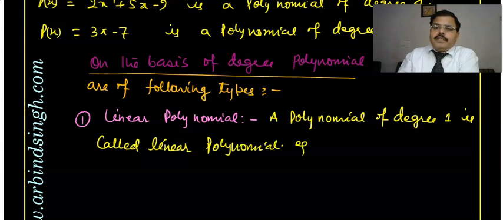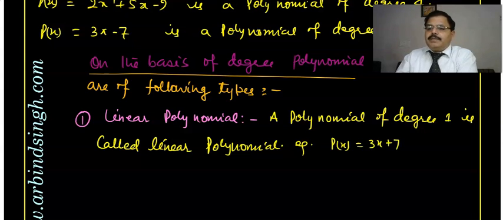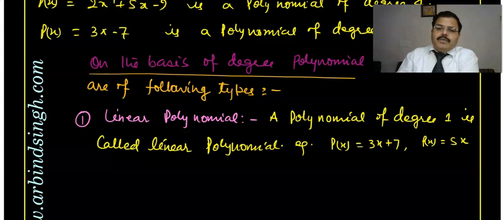For example, p(x) is equal to 3x plus 7. What is the maximum degree of x? That is 1. p(x) is equal to 5x is also a polynomial, so the degree of the polynomial is 1.